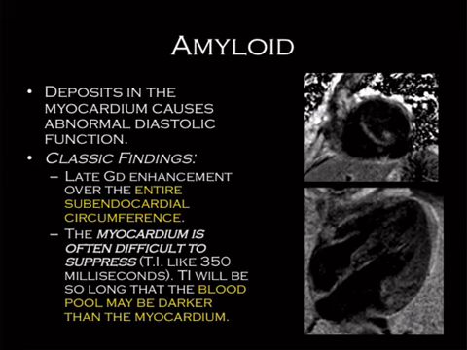The classic findings are that it's circumferential subendocardial involvement, not in an epicardial vascular distribution, and that the blood pool is darker than the myocardium. Or they may tell you that it was very difficult to null the myocardium, or they may provide you with a very long inversion time. Those are all your hints.